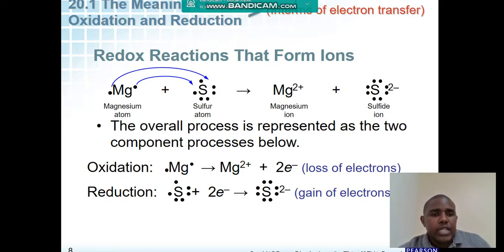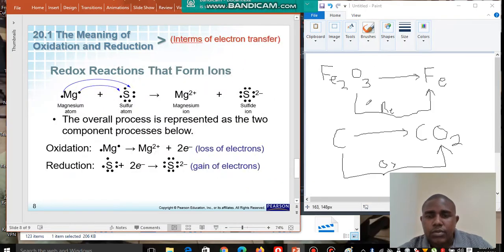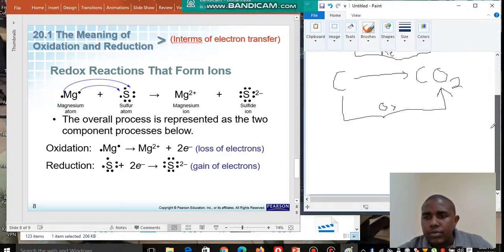So from the reaction, as you can see here, we have magnesium and sulfur. So magnesium, we remember the configuration of magnesium. When we talk of configuration, we are referring to the electronic arrangement of the electrons around the nucleus of an atom. So this is magnesium.